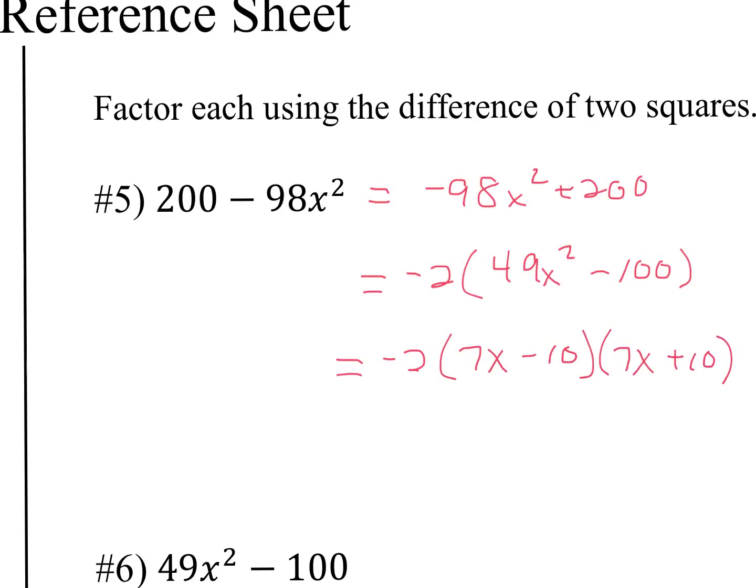Got the 7x because that's the square root of the first term. Got the 10 because that's the square root of 100. And I make 1 plus and 1 minus. It does not matter which is which.